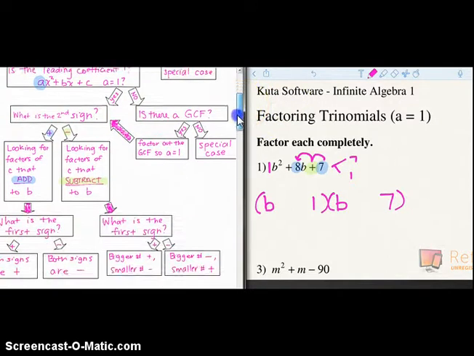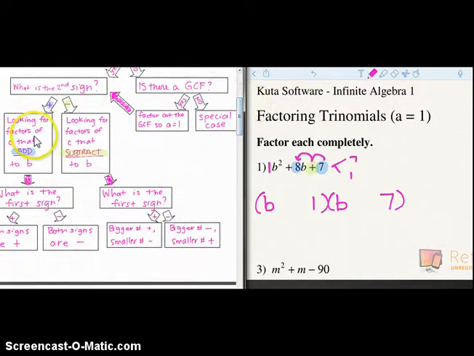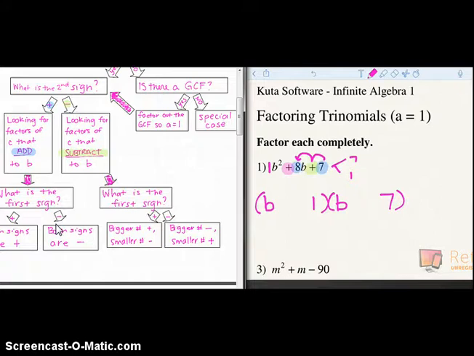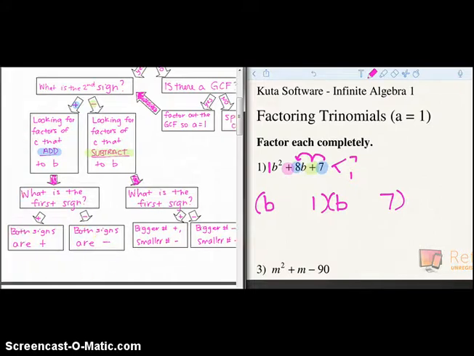So now I go to my next part. What is the first sign? So the first sign in this case is a plus. That tells me both of my signs are going to be positive. I put a plus here and a plus here, and this is my final factored answer. If I had multiplied those two back together, I would end up with b squared plus 8b plus 7.